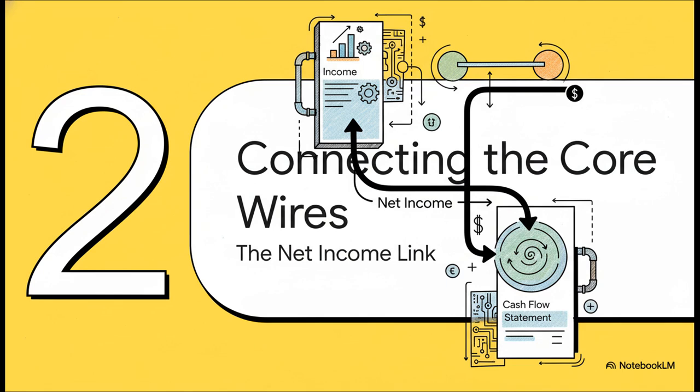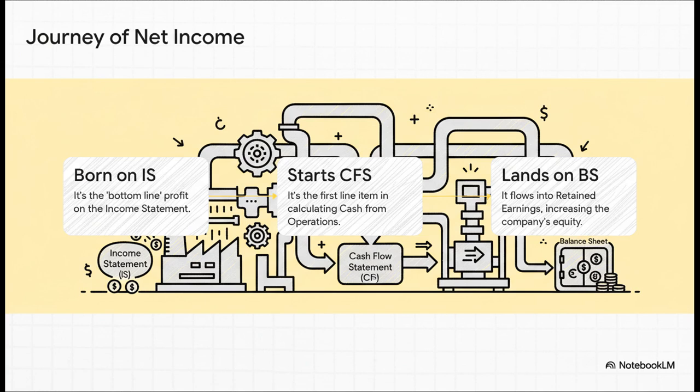And the most important connection of all starts with just one single number: net income. So follow me here. The journey of net income is really the main circuit that powers this whole model. First, it's born right at the bottom of the income statement. It's that famous bottom line. From there, it travels over and becomes the very first line item on the cash flow statement. And its journey ends on the balance sheet, where it flows into an account called retained earnings, which makes the company's overall equity go up. It's a beautiful little trip.